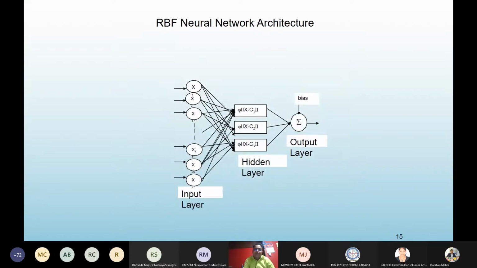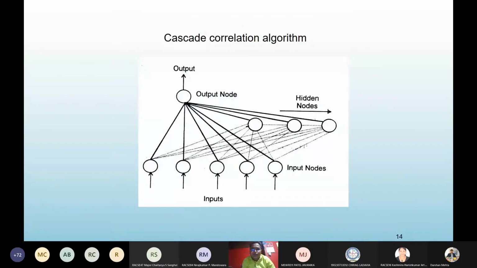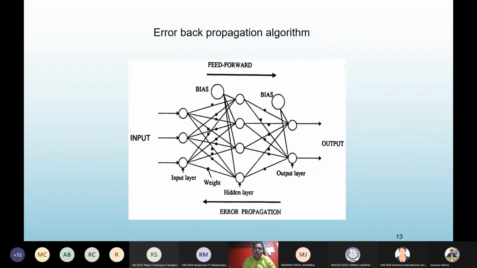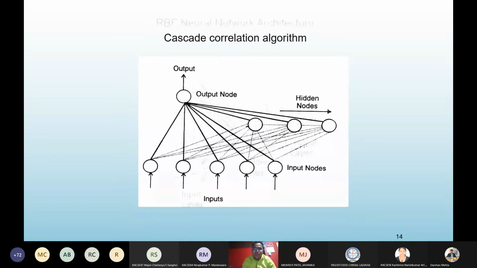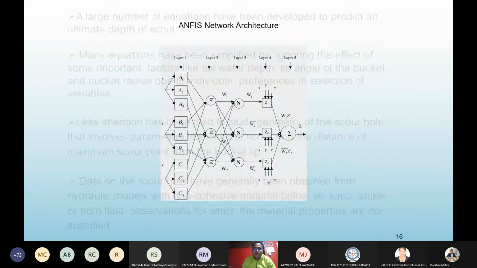I will show you another one, radial basis function, which I used with MATLAB. The earlier two I used with SNNS software in those days. Nowadays students are using MATLAB. Okay, so at that time, the ANFIS program.